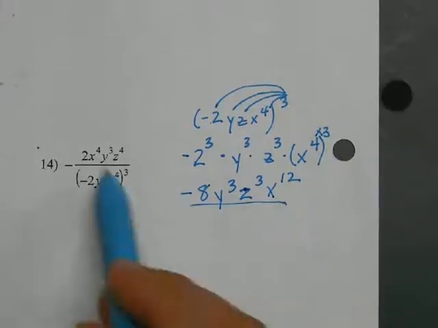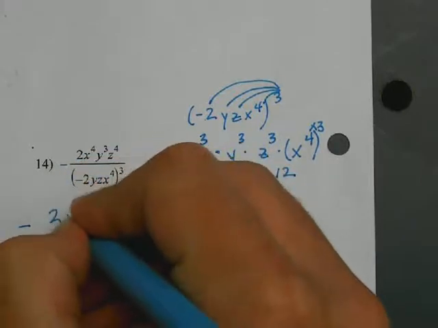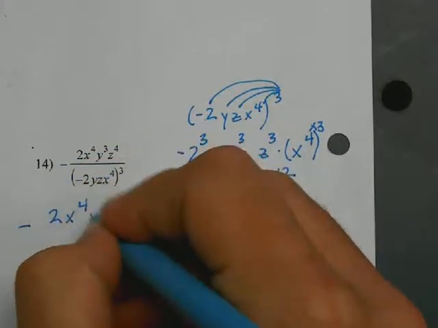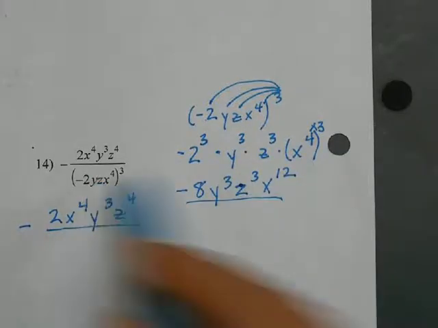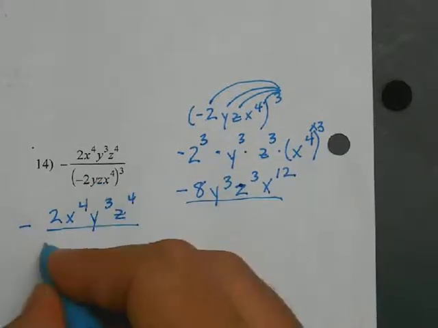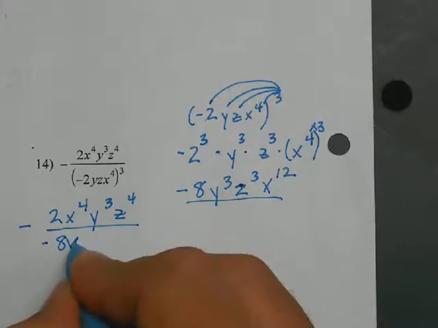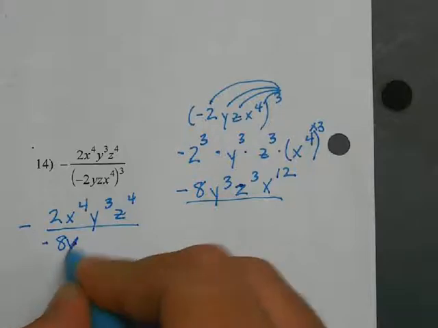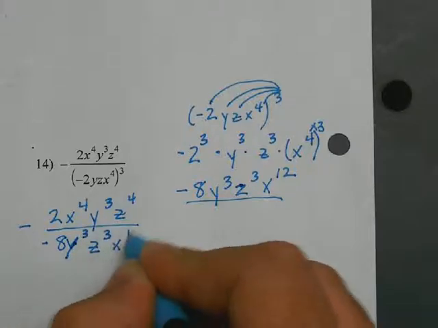So I'm going to rewrite my problem. Negative 2x to the 4th, y cubed, z to the 4th, all over, not this, what I simplified it to: negative 8, y to the 3rd, z to the 3rd, x to the 12th. I'll give you a second to get that down.